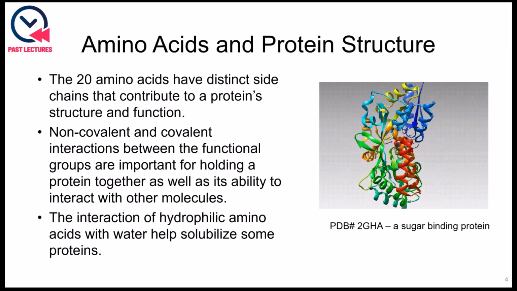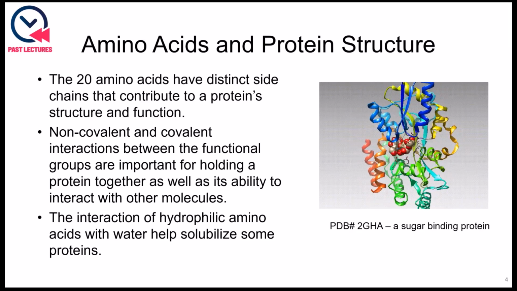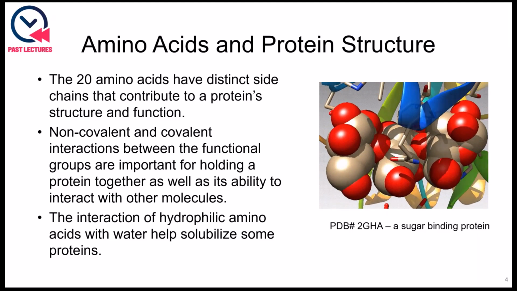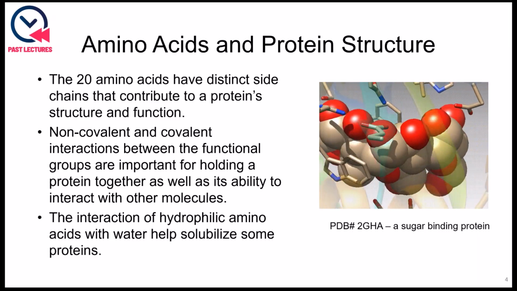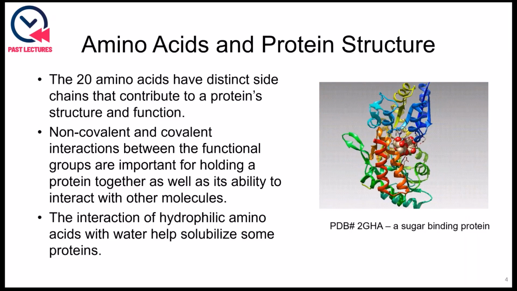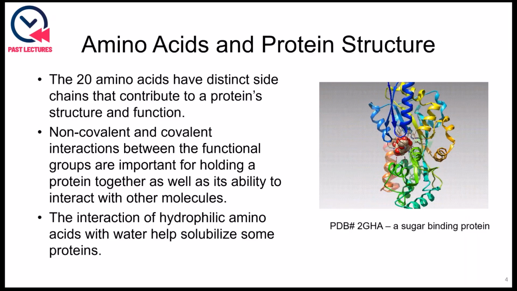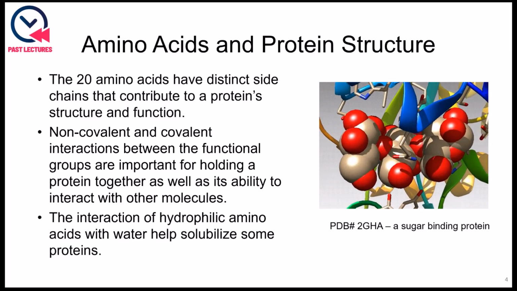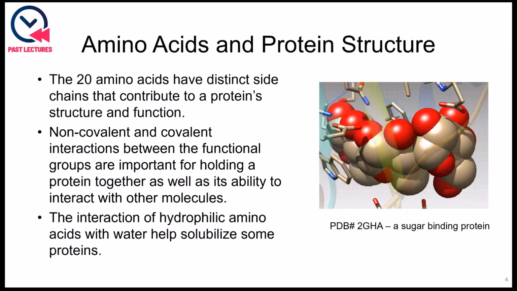The 20 amino acids have distinct side chains that contribute to a protein's structure and function. On the right is a video of a sugar-binding protein, which you can look up in the Protein Data Bank using the PDB identifier 2GHA. The backbone chains of the protein are shown using the typical rainbow coloring pattern going from blue to red, where blue is for the nitrogen-containing N-terminus through to the red carboxyl C-terminus. We're also zooming in at the sugar molecule, where we have beige carbons and red oxygens represented in this image.